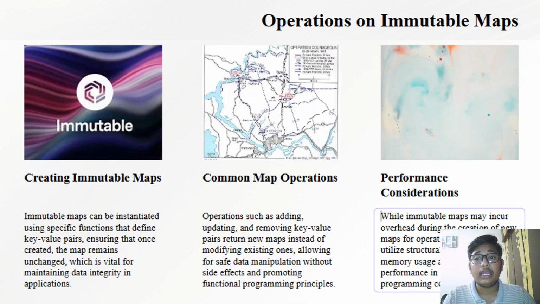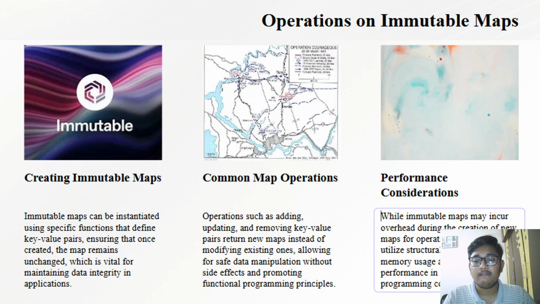Some operations on immutable maps. Creating immutable maps: immutable maps can be created instantaneously using specific functions that define key value pairs, ensuring that once created, the map remains unchanged for its lifecycle, which is vital for maintaining data integrity in applications. Common map operations such as adding, updating, removing key value pairs return a new map instead of modifying the original or existing one.